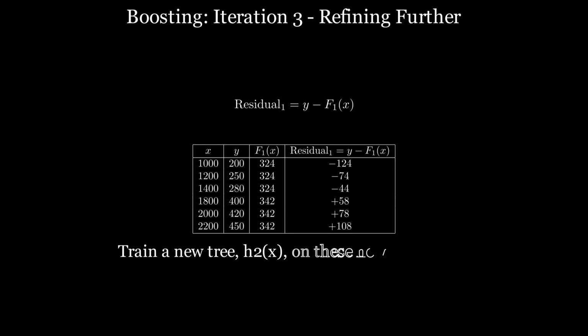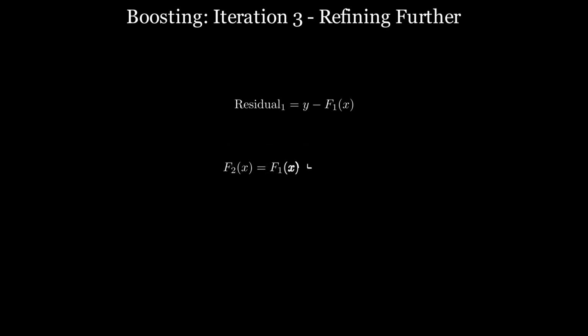Let's say this new tree, H2, finds a different split, perhaps at 1,900 square feet, and calculates new average residuals for its leaves. Then we would update our model again, F2 equals F1 plus eta times H2. This process repeats for hundreds or thousands of trees, each one making a small correction.